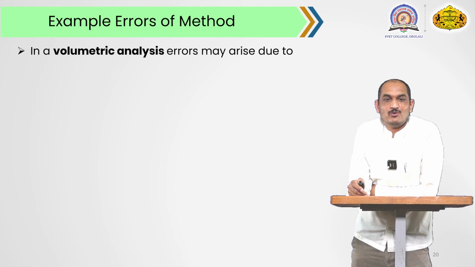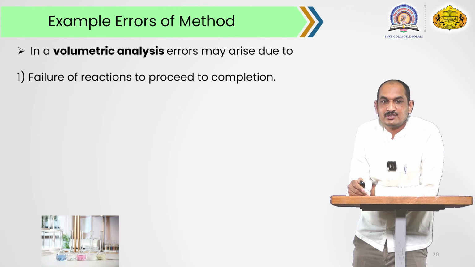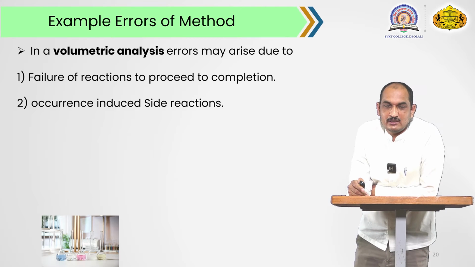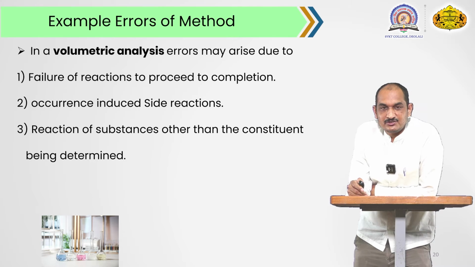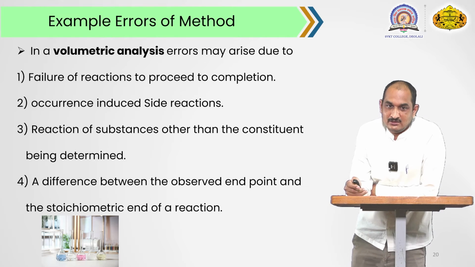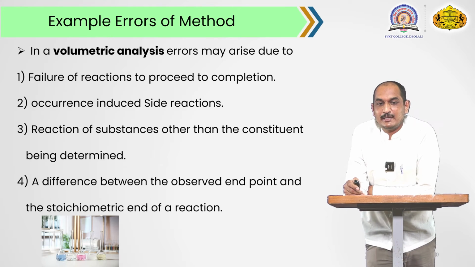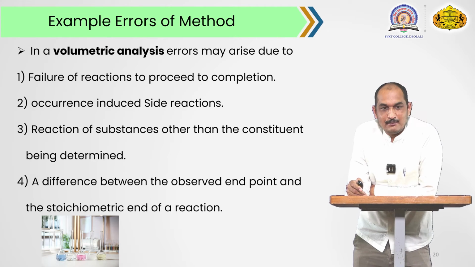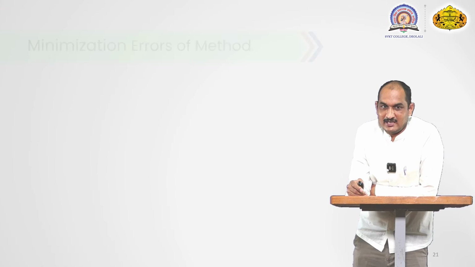When we consider volumetric analysis, the errors may arise due to failure of reactions to proceed to completion. Then it may occur due to side reactions. Such errors may occur when substances other than the constituent being determined react, and the error of method may arise due to the difference between the observed endpoint and the stoichiometric end of reactions. These are some well-known examples of errors of method in gravimetric and volumetric analysis.